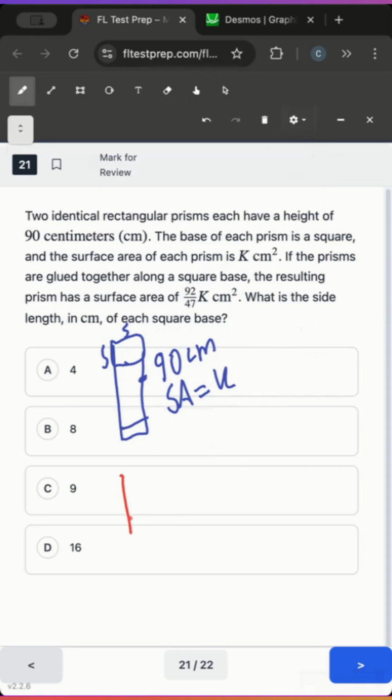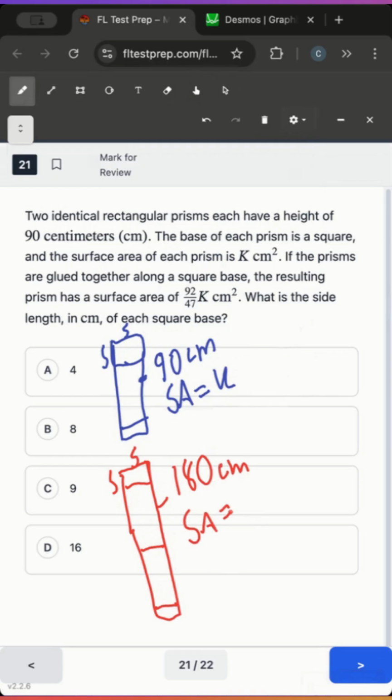All right, let me switch to red for my second one. I also have this other one. It also has a square top, and it's 2 of them glued together. So I know that the base is going to be the same, the 2 sides of the same square. But guess what the height is? If it's 2 of them stuck together, the height is going to be 2 times 90, so 180 centimeters. And they told me that the surface area is 92/47 of K.